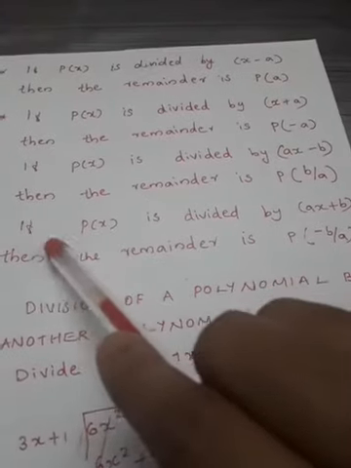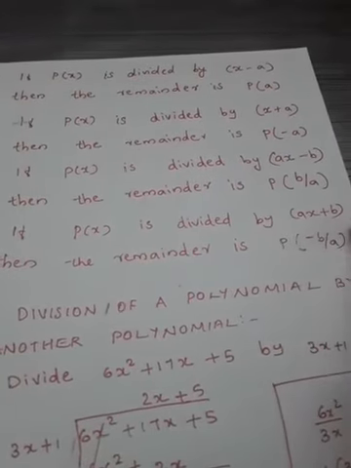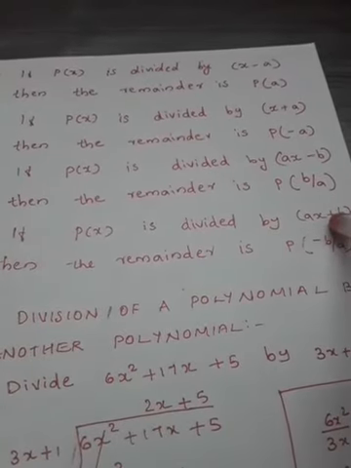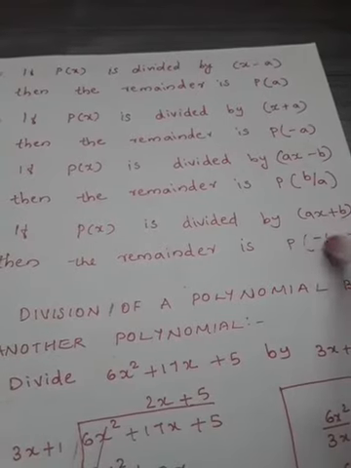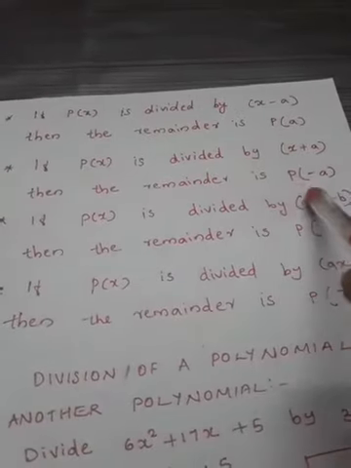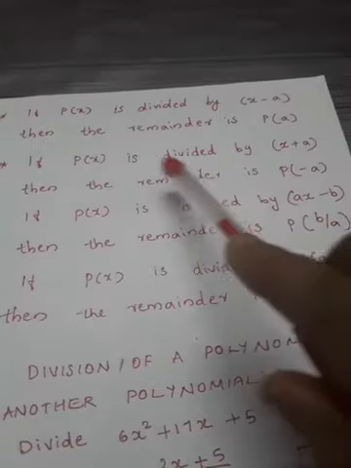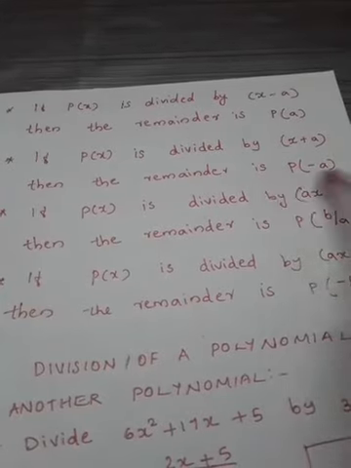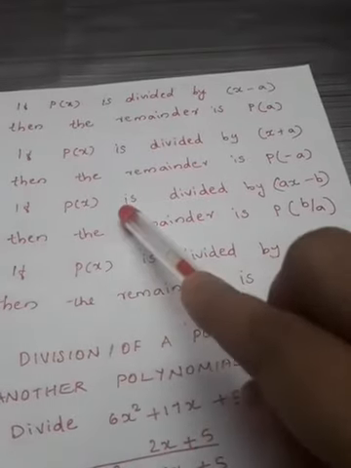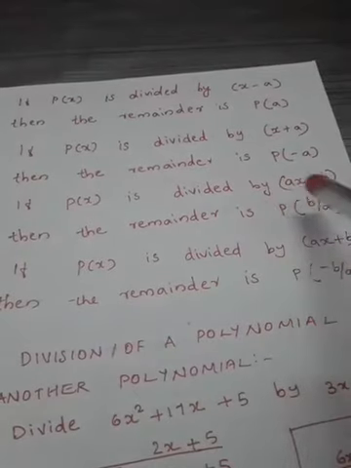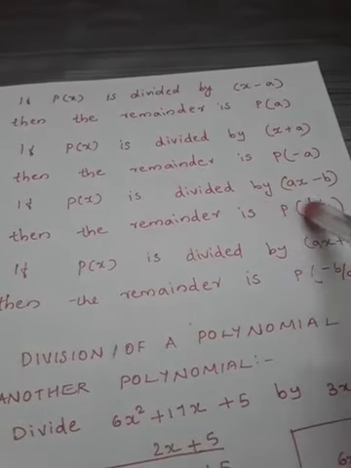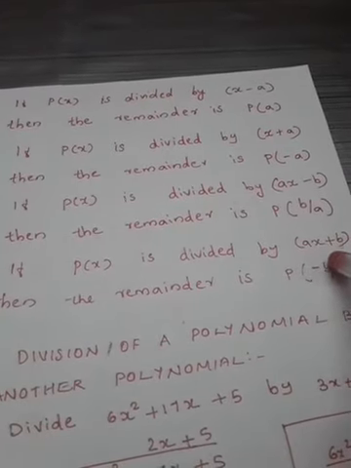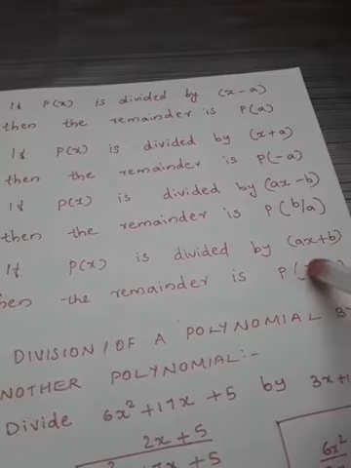Now the last one, if p of x is divided by ax plus b, then the remainder is p of negative b by a. Here plus b, so here we should write negative b by a. So these are the extended versions of the remainder theorem. When we divide p of x by x plus a, then the remainder is p of negative a. When we divide p of x by ax minus b, then p of b by a is the remainder. When we divide p of x by ax plus b, then the remainder is p of negative b by a.